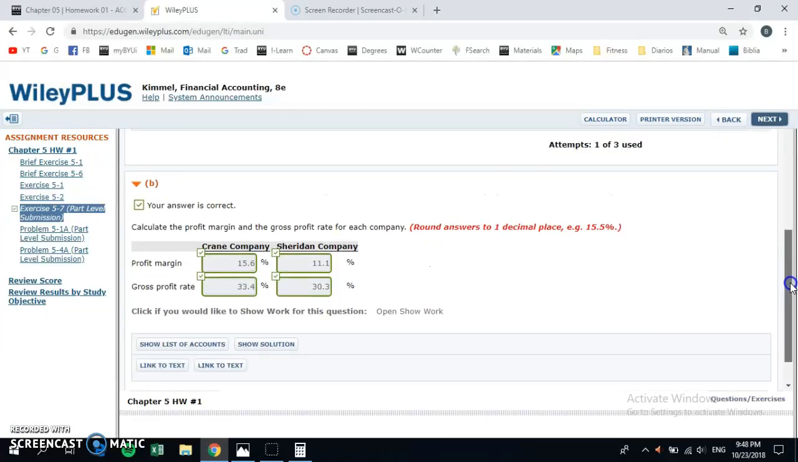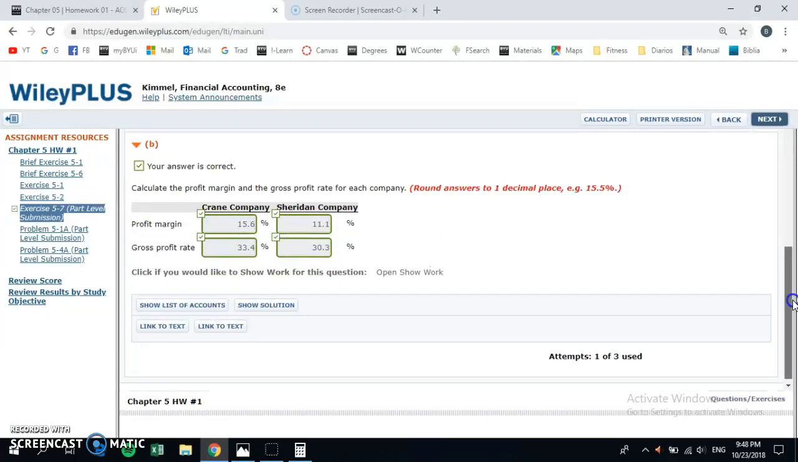So now, what do these numbers tell us? The gross profit rate is very similar between the two companies. We're not told what these companies do, so we don't know if that is a good rate for the industry or not. This looks like the food industry, but I don't know what Crane Company does.